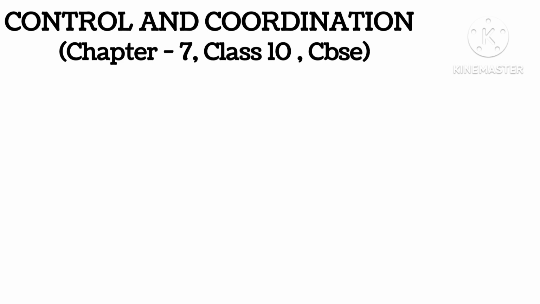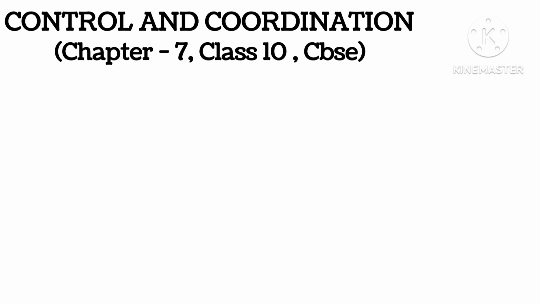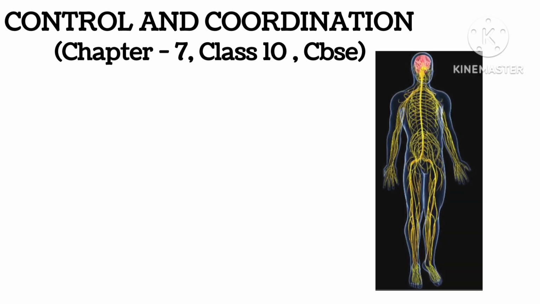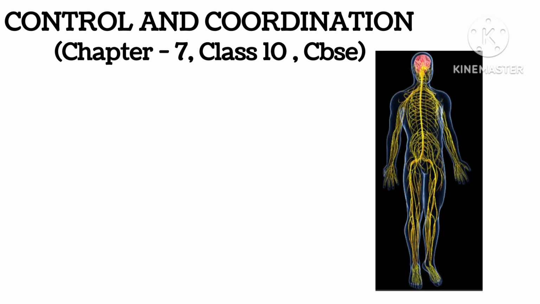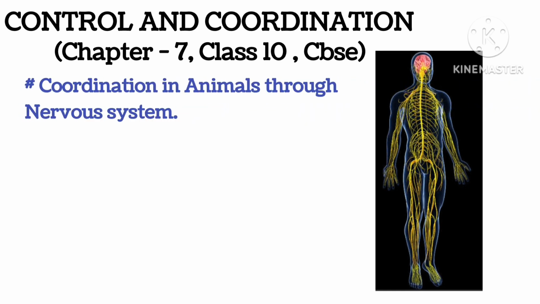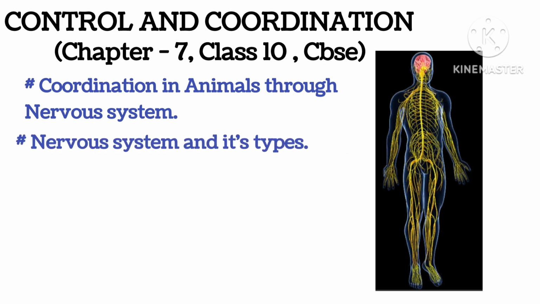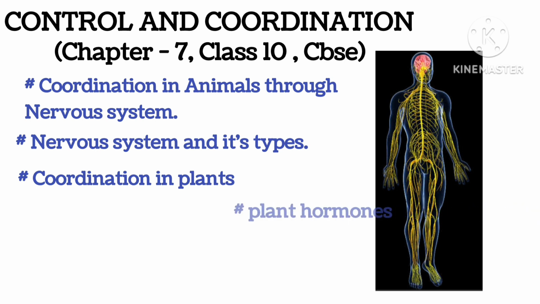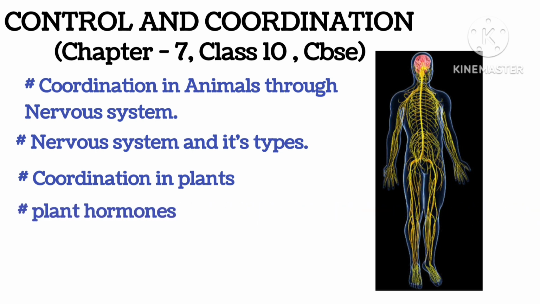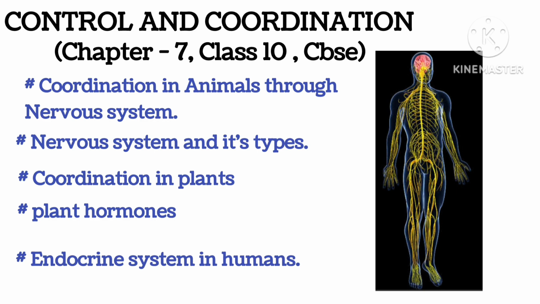Control and Coordination. Chapter 7, Class 10 CBSE. In this video, we are going to learn about coordination in animals through nervous system and its types, coordination in plants, plant hormones, endocrine system in humans.